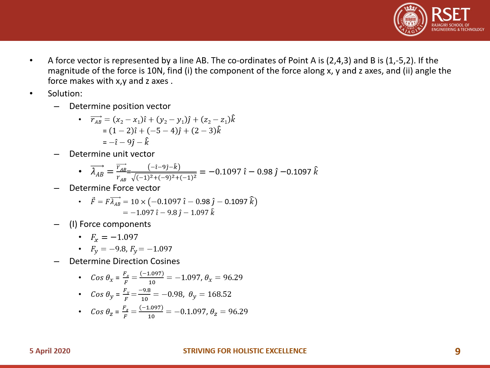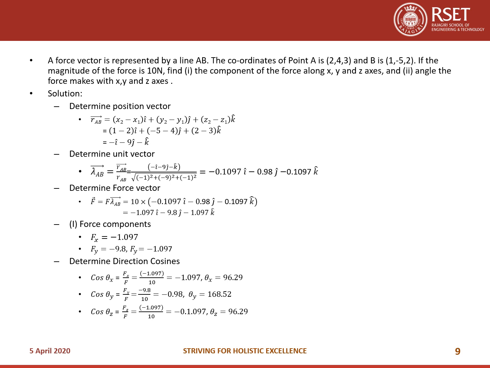So the first part is given as the force vector is along the line AB. That means the coordinates A and B will give you the position vector, and once you get the unit vector from the position vector, you can determine the force vector by multiplying the unit vector with the magnitude of the force vector. Right, so first let us determine the position vector.